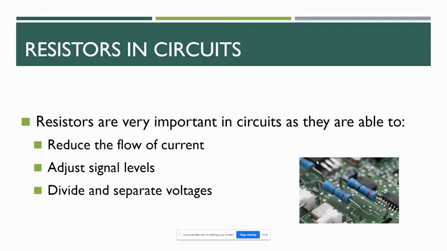So when we talk about resistors, they do several very important things in a circuit. They reduce or restrict the flow of current, meaning if another component, an IC chip, an LED, something else, needs a certain amount of current to function, but there's a different amount of voltage available, we'll sometimes use resistors to make sure that the proper amount of current is going to those components. Sometimes we need to adjust the signal level and divide and separate voltage. These are all different reasons we would use a resistor.